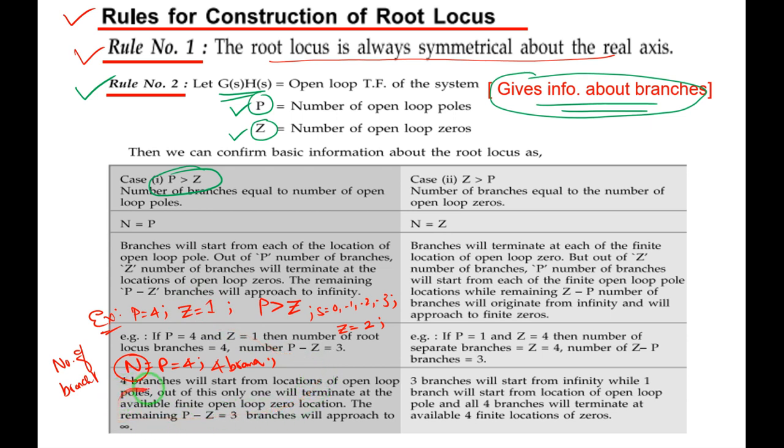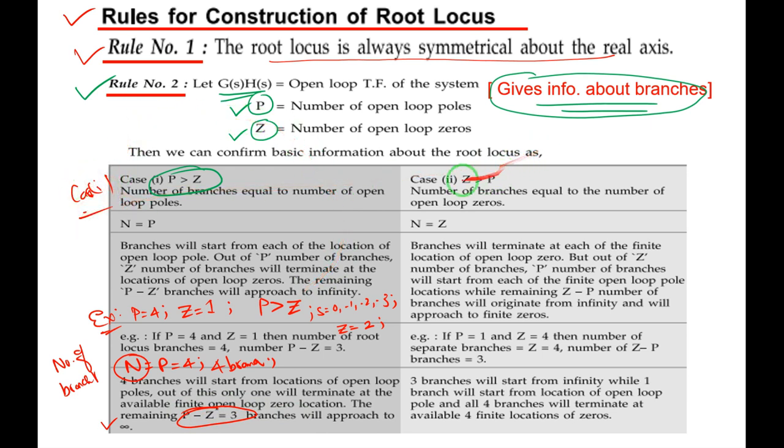The same thing has been written. 4 branches will start from the locations of the open loop poles. Out of these, only one will terminate at the available finite open loop zero location. The remaining branches, that means p minus z, 4 minus 1, 3 remaining branches will approach towards infinity. So this p minus z will give me the number of branches which are moving towards infinity. This is for case 1.